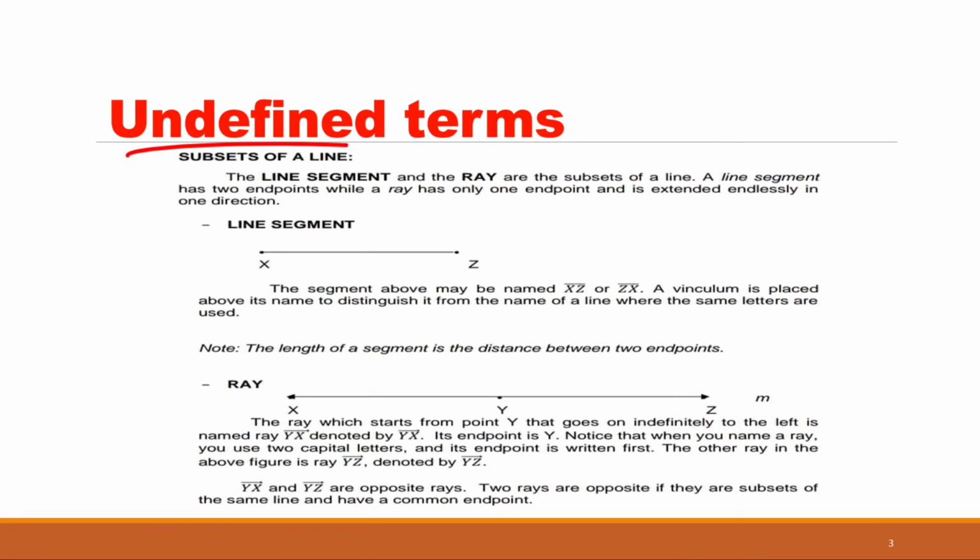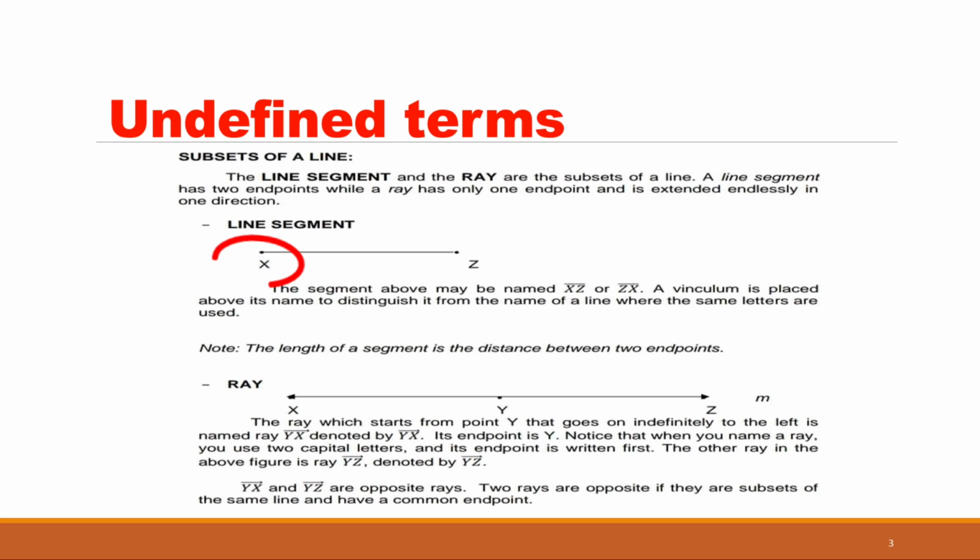Let's have subsets of a line. In a line, we can have two terms: the line segment and the ray are the subsets of a line. So let's start with line segment. A line segment has two endpoints while a ray has only one endpoint, and it is extended endlessly in one direction. So we have an illustrated example of a line segment.